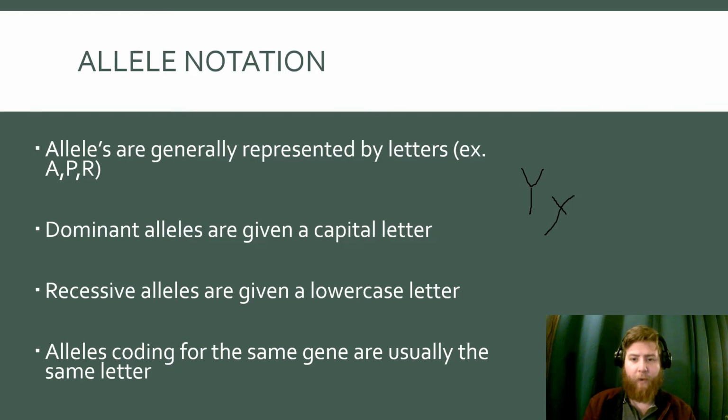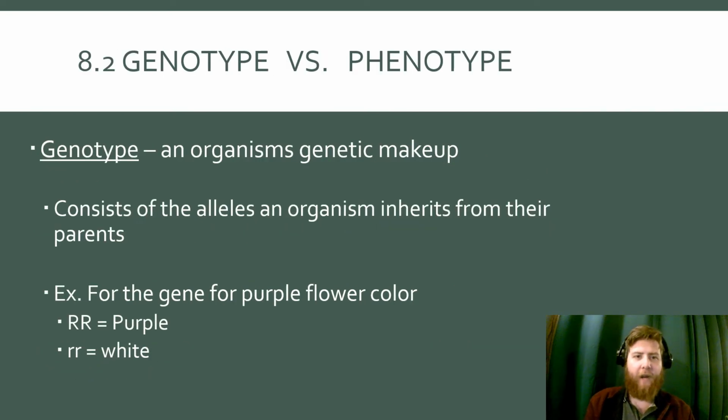All right, this is the end of 8.1. We're going to jump right into 8.2 and just keep going. All right, 8.2, genotype versus phenotype. A genotype is an organism's genetic makeup. It's the genes that they have. So it's the alleles that the organism gets from their parents. For the purple flower color, big R is going to be purple, little r is going to be white. These are genotypes, the two-letter code here. This purple and white are something completely different, and we're going to talk about that next.